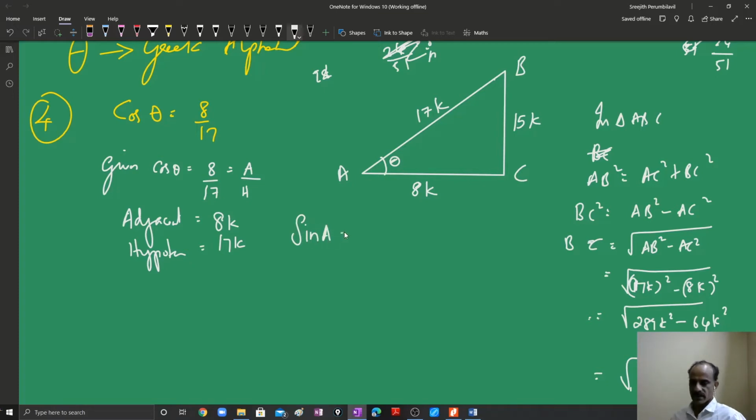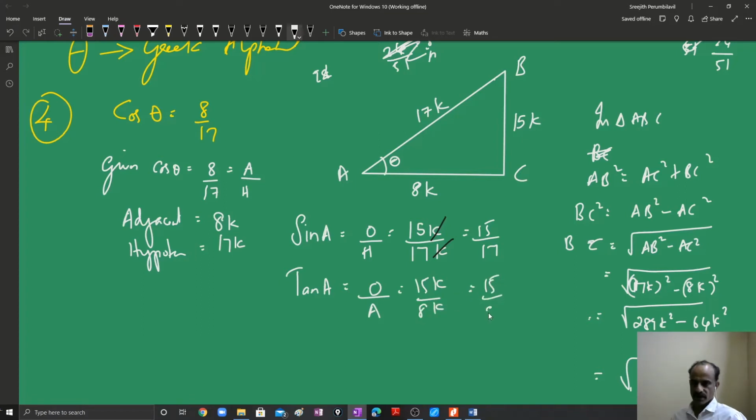First one is sin A, that is opposite side by hypotenuse. Opposite side is 15k. Even if you don't write k, you will get the same answer. K cancels here. So the answer will be equal to 15 by 17. Cos A is given. Next one is tan A. Tan A is opposite side by adjacent side, 15k by 8k. So that is equal to 15 by 8.